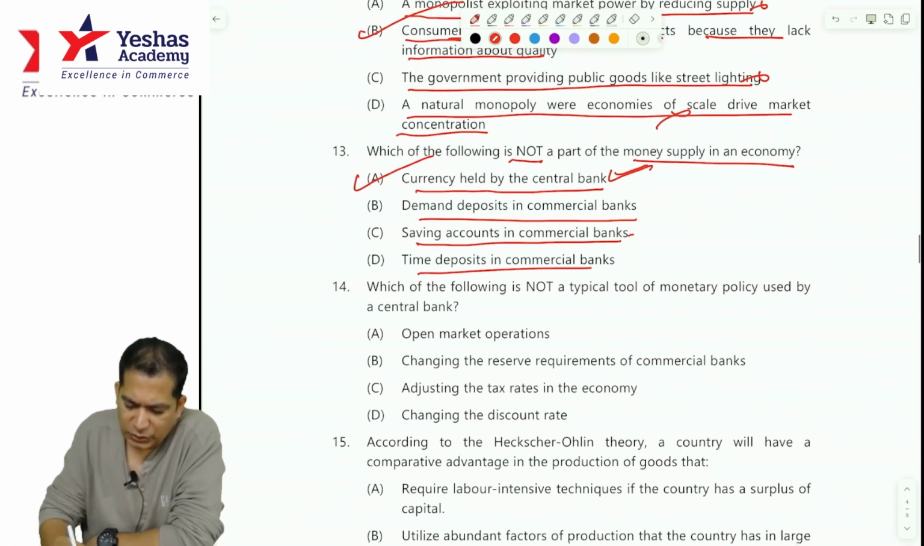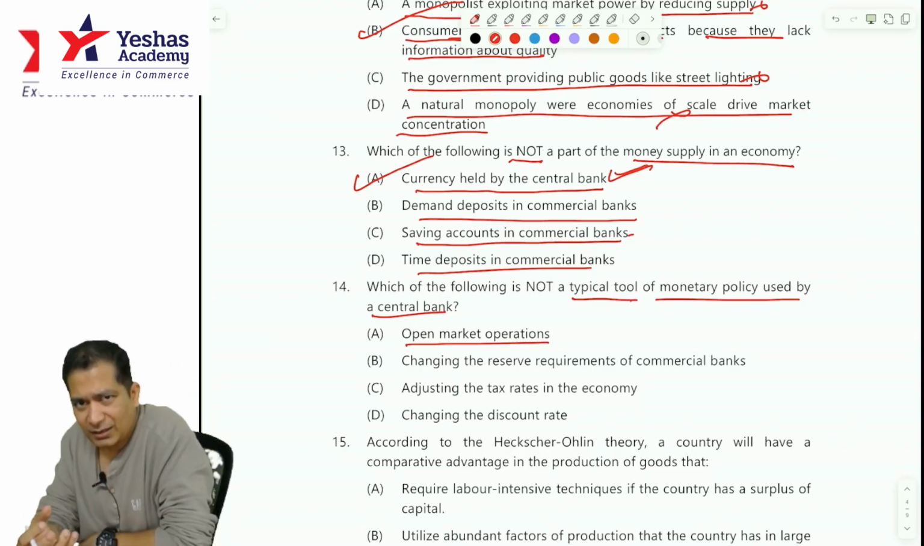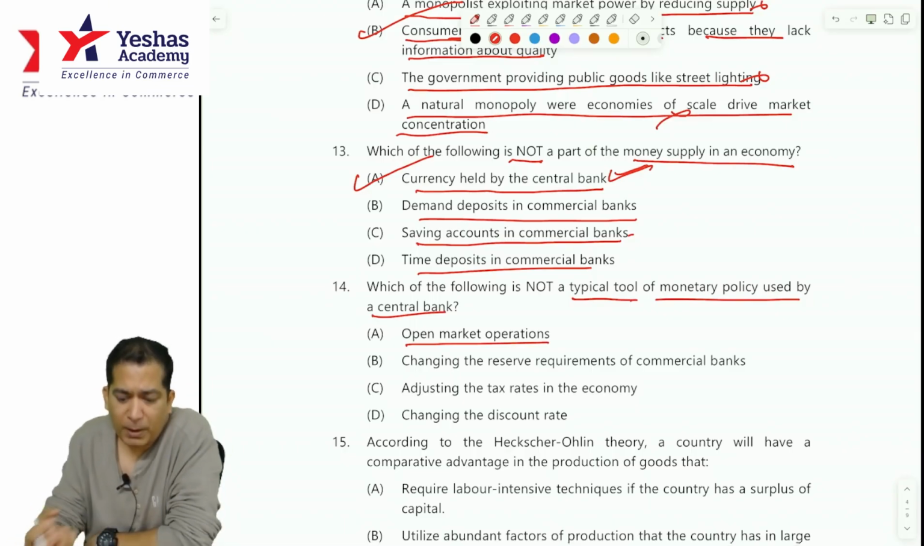Which of the following is not a typical, usual tool of monetary policy used by central bank? Open market operation by buying and selling government bonds. RBI can squeeze or pump money into the economy. So they are asking you not. This is a part of monetary policy.